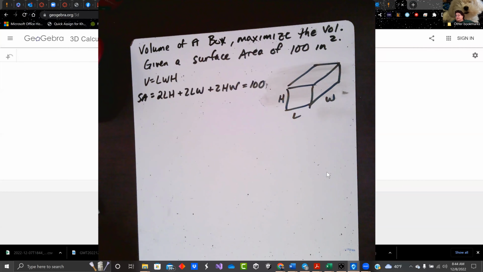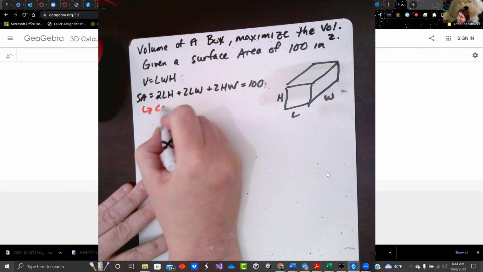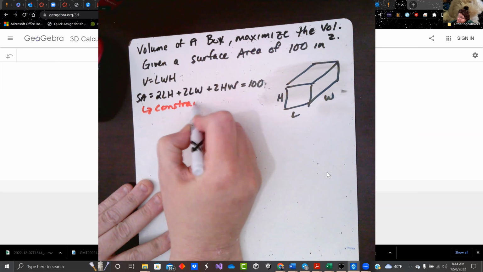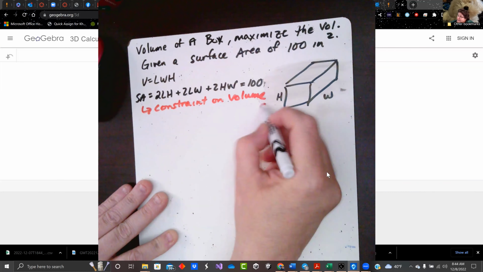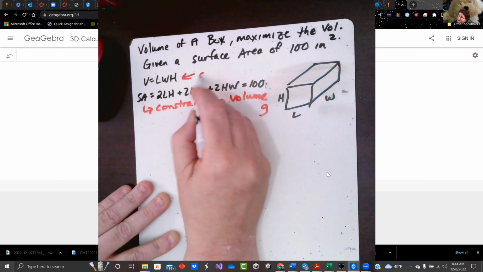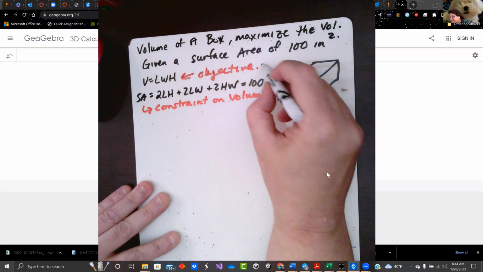You might not think this is going to be crazy, but it's already going to be crazy. This surface area is our constraint. The box could be any size, so the volume could be any size, but this is acting as a constraint on the volume. So this is my G. And this is the objective function that we are trying to maximize or minimize. I'll call that F.